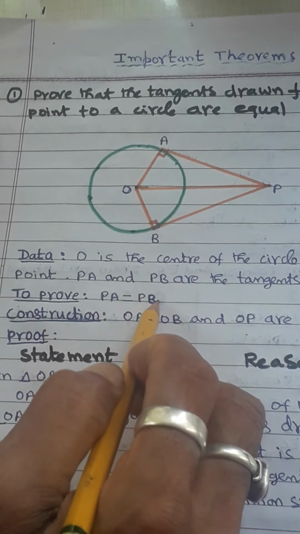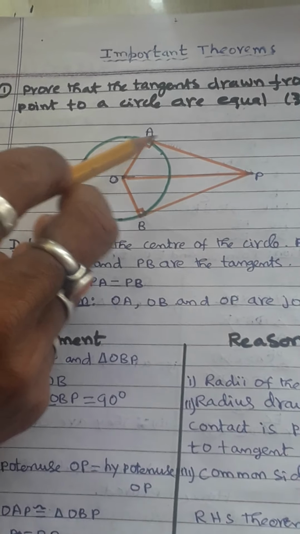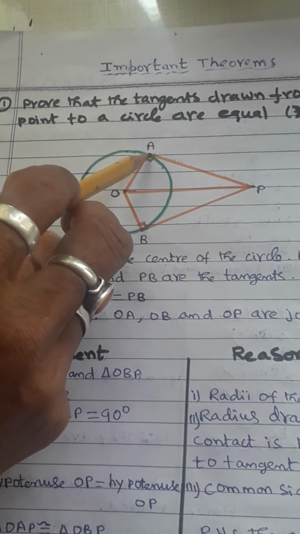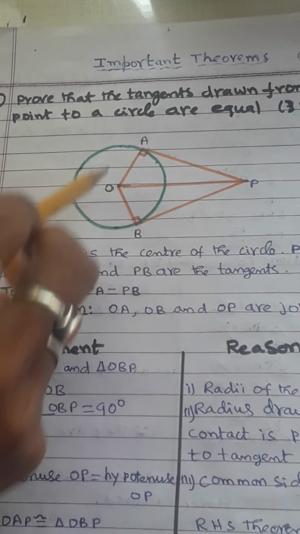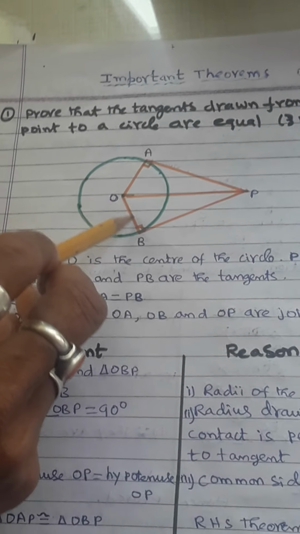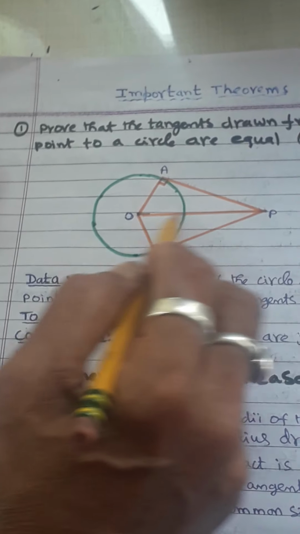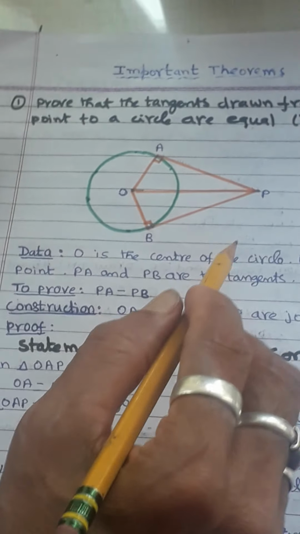For this, what do you have to do? We have to do a construction. Join the center to the point where the tangent touches the circle, so OA, which is nothing but a radius of the circle. Then OB also, which is also a radius of the circle. Then O and P should be joined. This is the construction we are doing.